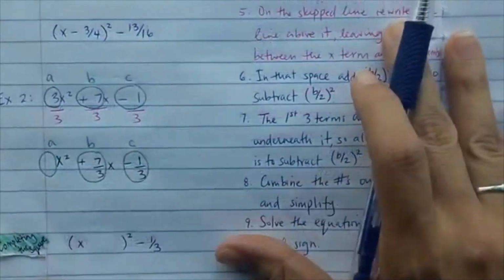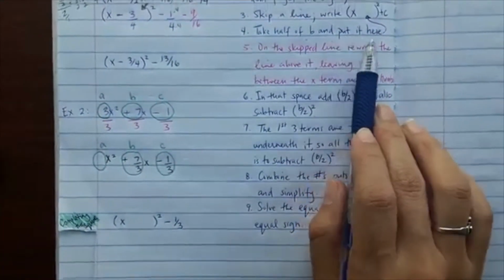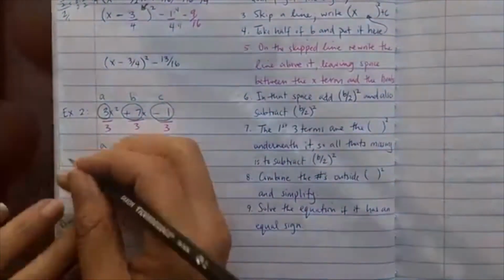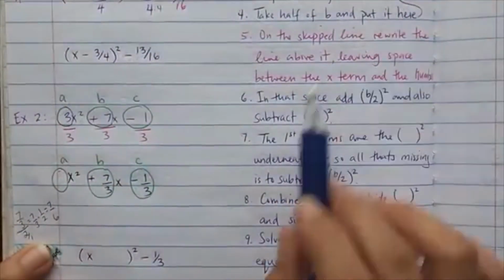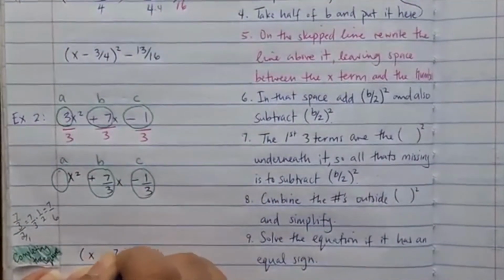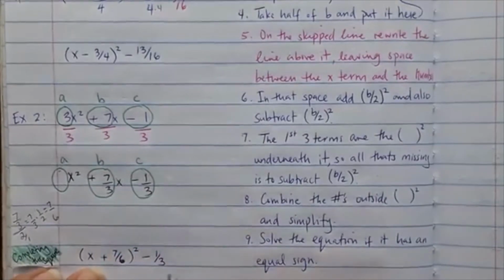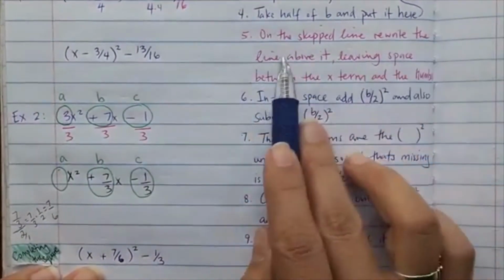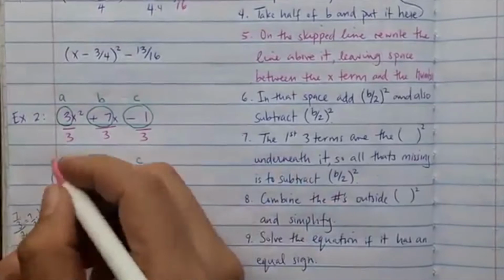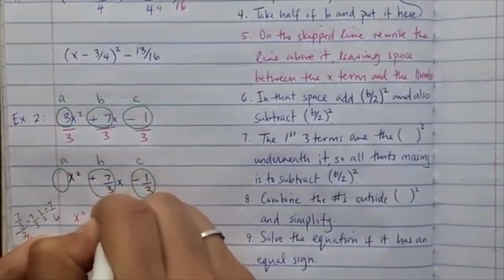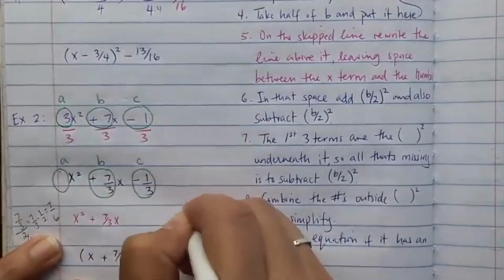Alright, skip a line and write the parentheses squared and C outside, I just did. Then take half of B, so that's 7 over 3 divided by 2, which is 7 over 3 times 1/2, which is 7 over 6. And that's what you put in there, so 7 over 6. Then it says rewrite, on the skip line, rewrite the line above it, leaving space between the x term and the variable. So x squared plus 7 over 3x, leave space, and then negative 1/3.